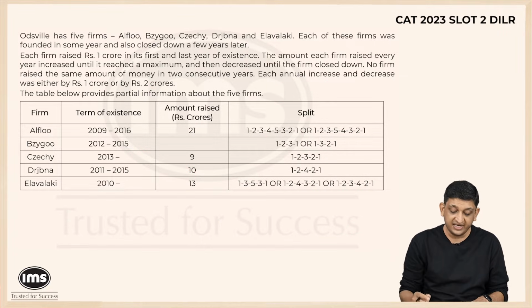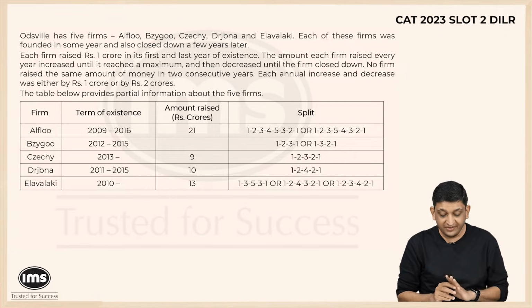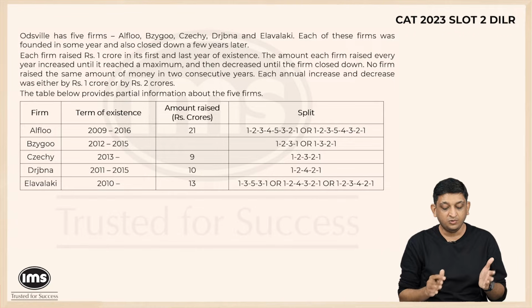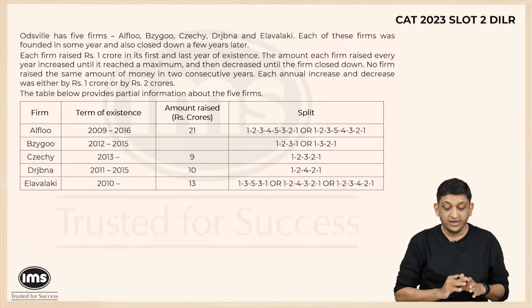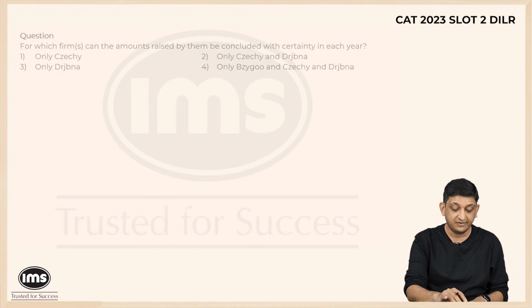So if I just consolidate it, it will look something like this. I know that 1, 2, 3 to 1 is C, 1, 2, 4 to 1 is D. E is either spread over 5 years or 6 years, and A we know for sure is spread over 8 years, and 1, 2, 3, 4, 5, 3 to 1 or 1, 2, 3, 5, 4, 3, 2, 1. So these two possibilities exist. Now we'll use these data points and we'll try to solve the questions that we have.